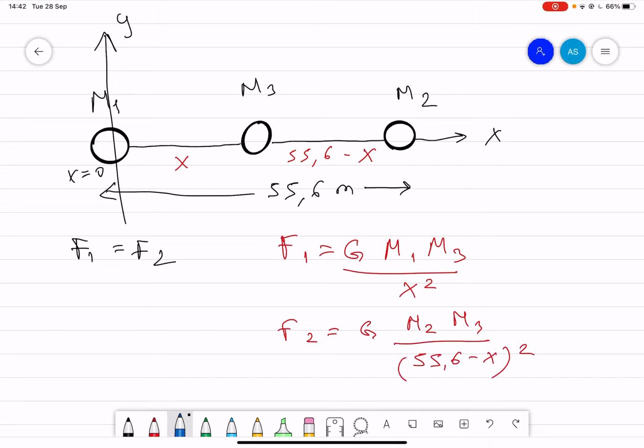Then finally we just have to make them equal to each other and find x. Of course, you will have a quadratic equation. You may get two values. So one value will be, let's say, 33 meters. Another value might be 120. Of course, you cannot take 120 because it doesn't make any sense, because m3 is smaller than m1 and m2. And you have to take the smallest number, which makes sense.